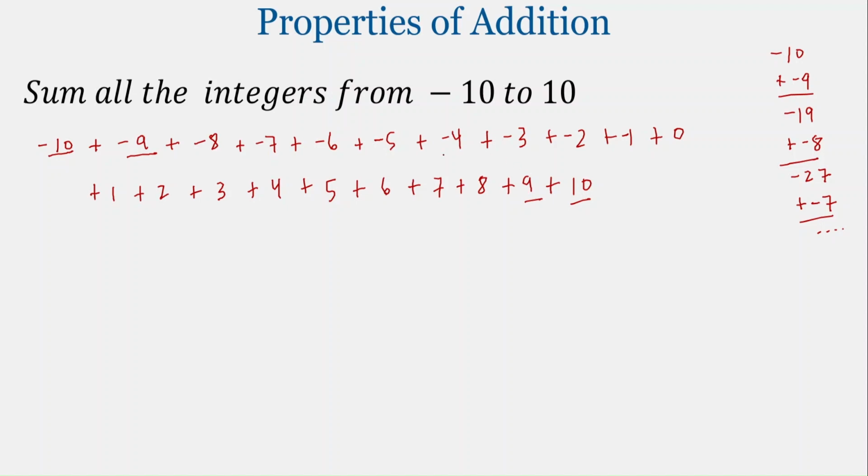Well, let's start grouping things. So we have negative 10 plus 10. And we have so many numbers that I'm going to start crossing out the numbers that I use. And then we have negative 9 plus 9.